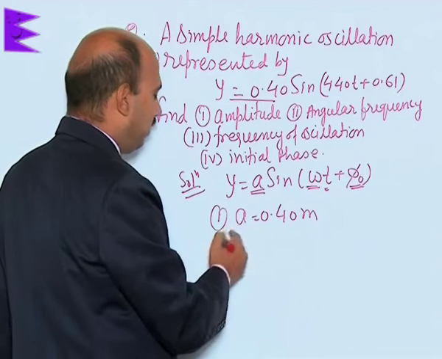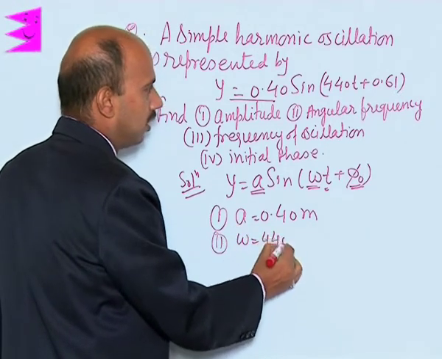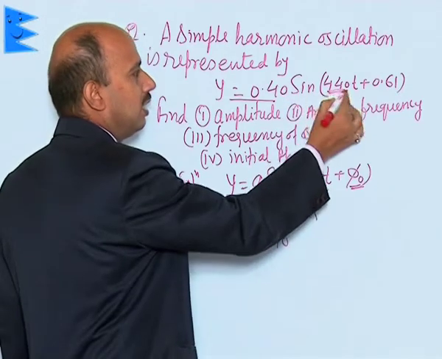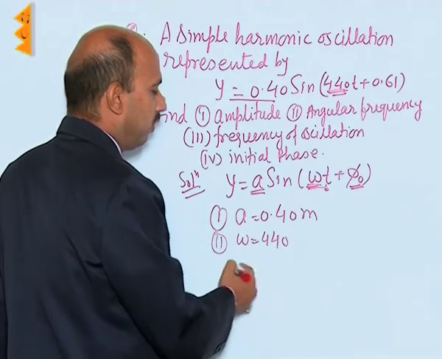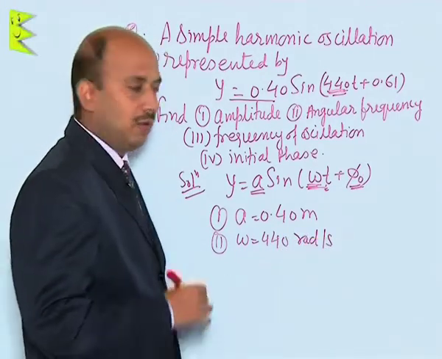Similarly, you can get angular frequency. Omega is equal to 440 because omega is here, so this is your omega and here is 440. So, omega is equal to 440 radian per second. That is called angular frequency.